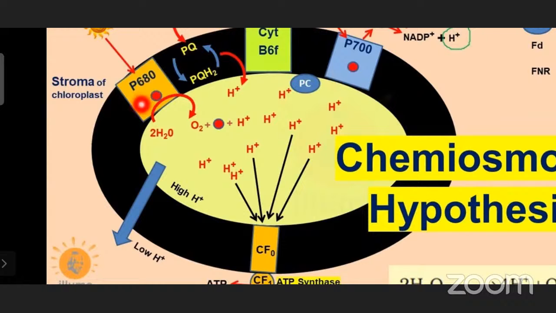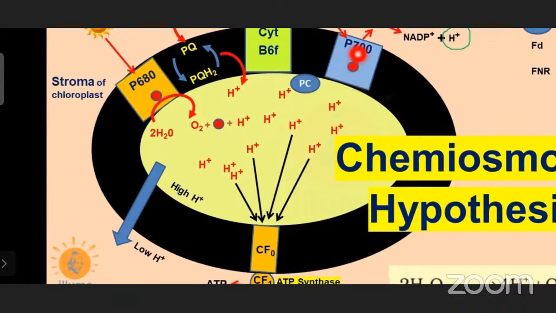You can see from P680 to P700. When it is moving, you can see plastoquinone, cytochrome, and plastocyanin. These are present. These plastoquinone, cytochrome, plastocyanin are electron carriers. They are not using the energy in that. They are electron carriers. They are only passing electrons, and the electron is passed to P700.